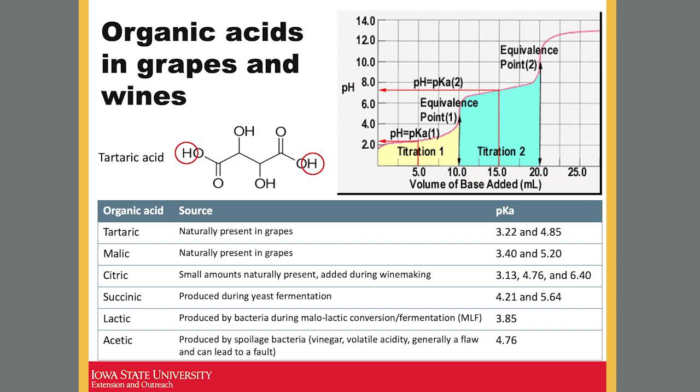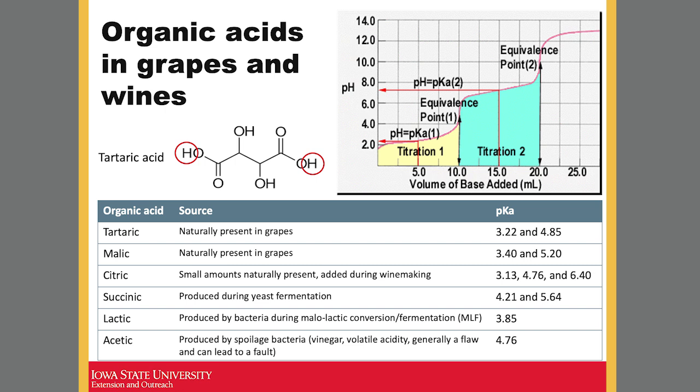Another organic acid you have in wine is succinic acid, which is formed during fermentation. Then you can have lactic acid, which is formed by bacteria. When you do malolactic fermentation, which is a second type of fermentation to reduce the acidity of wines, that's going to form lactic acid. That's really because of the lactic acid bacteria that we use to do that.